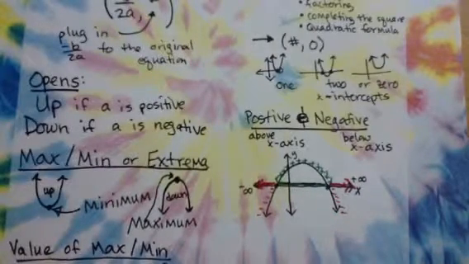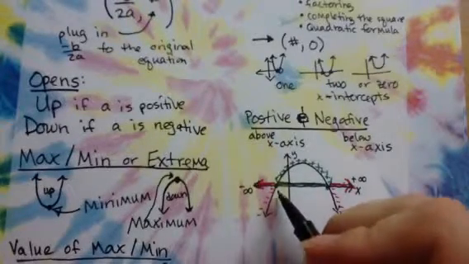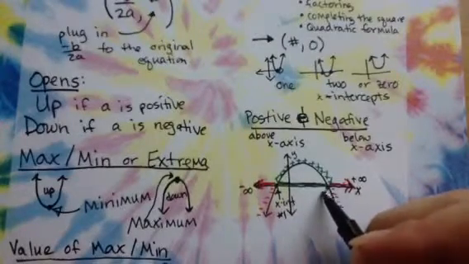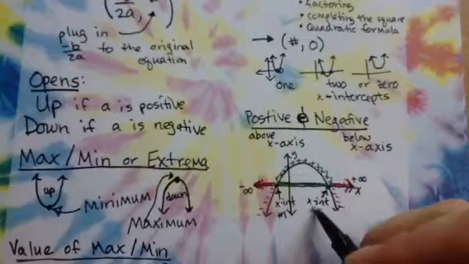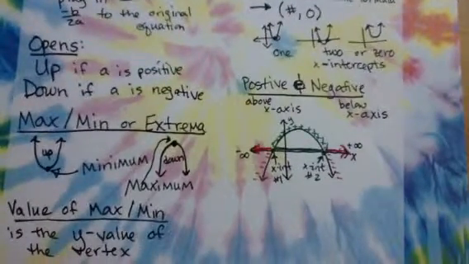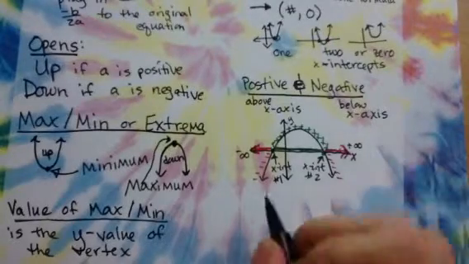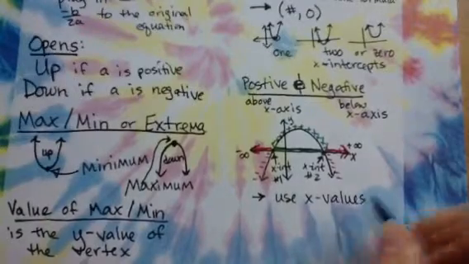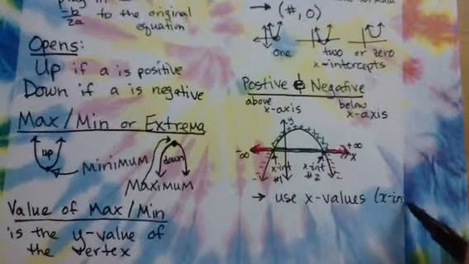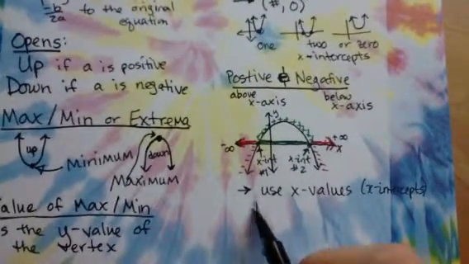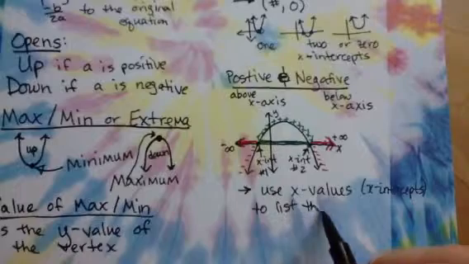Now those values where it crosses over happen to be the x-intercepts. So here is x-intercept number 1, here is x-intercept number 2. So you're going to want to give your answers for positive and negative using x values. They happen to be the x-intercepts to list the intervals.